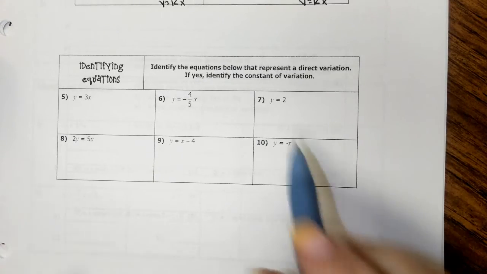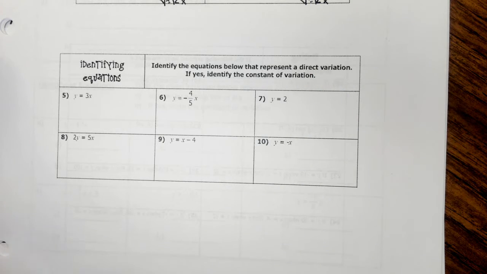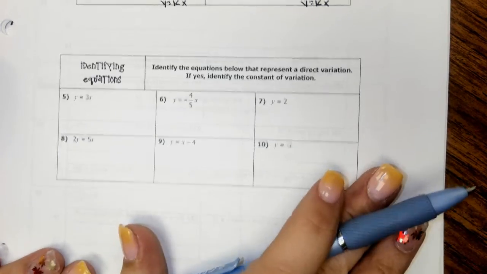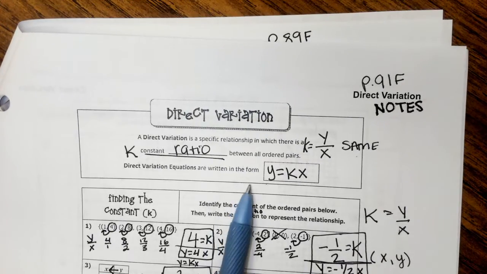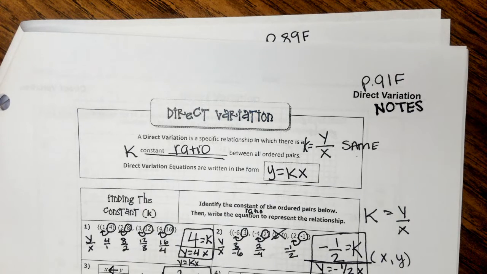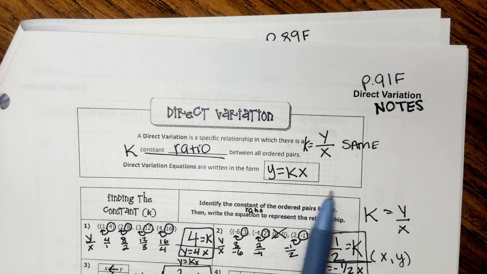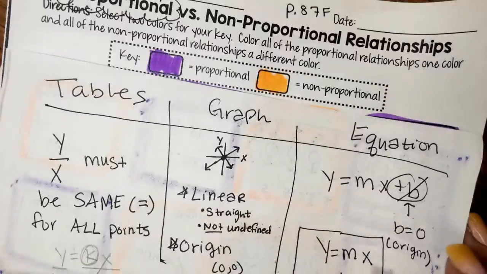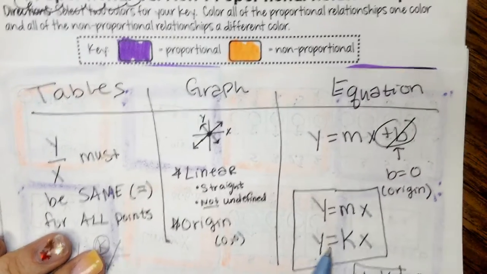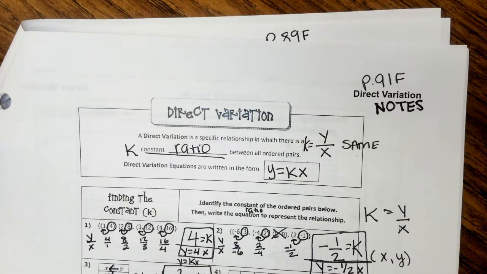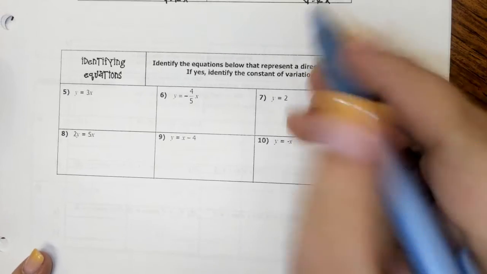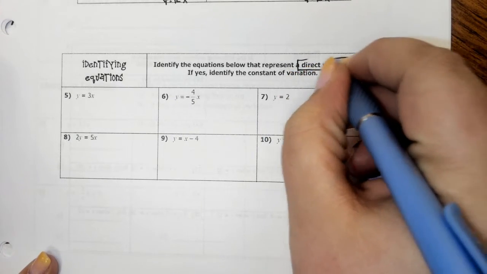The second portion of these notes gives us an equation. We want to identify, does that equation show us direct variation? If yes, we're going to identify the constant of variation. We go back up here to the very top where we wrote the equation for direct variation. The equation for direct variation was y equals kx, which is exactly the same as the equation for a proportional relationship. So what we're really doing in that second part is deciding if the equation is proportional.